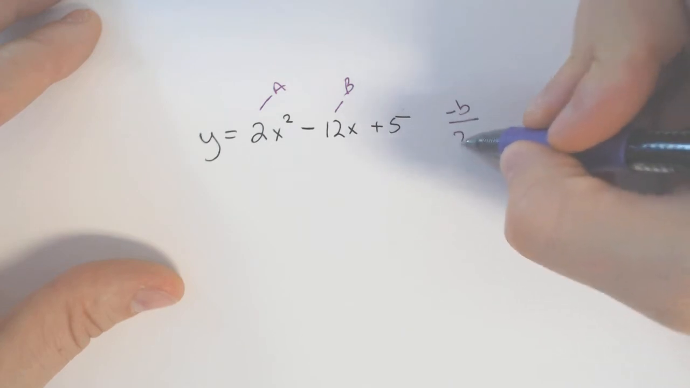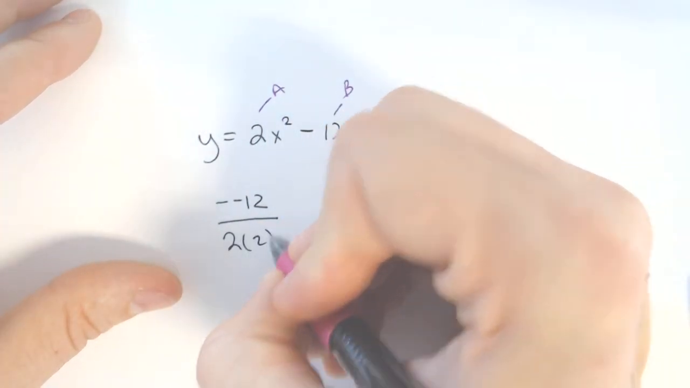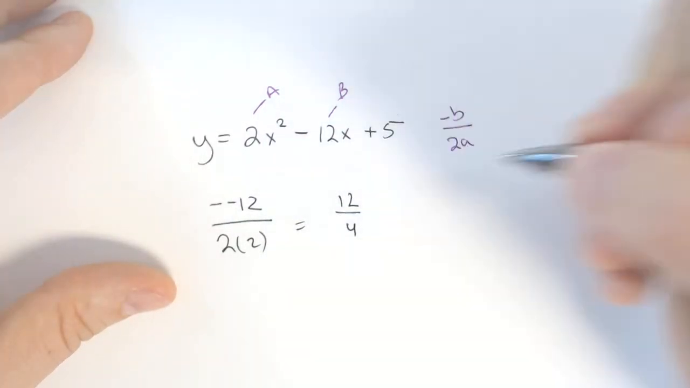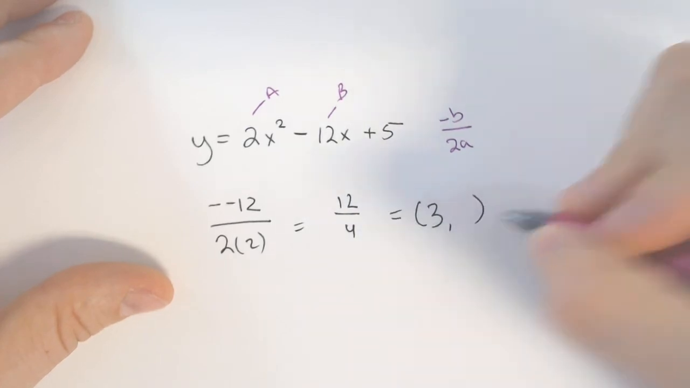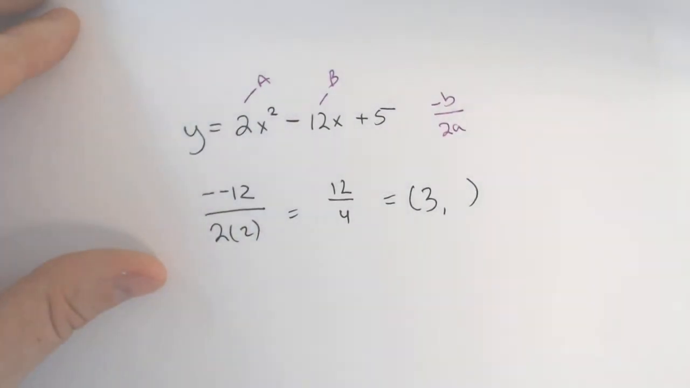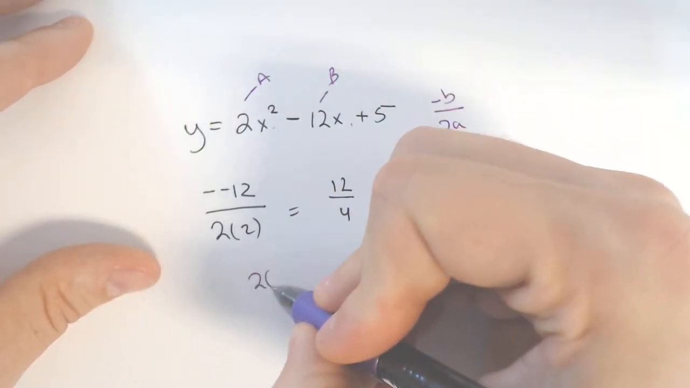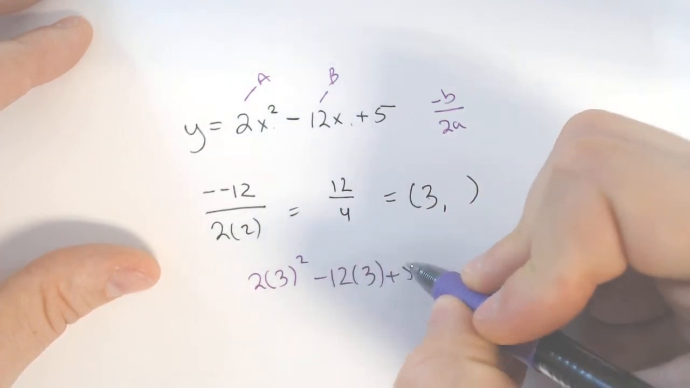We start by doing negative b over 2a. So that would be negative 12 over 2 times 2, which ends up being positive 12 over 4, which of course is 12 divided by 4, or 3. So it's again a 3. Apologies, they're all 3 today. Plug in the 3 for both x values. You get 2 times 3 squared minus 12 times 3 plus a 5.